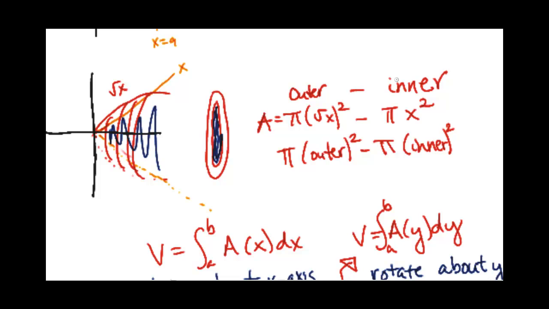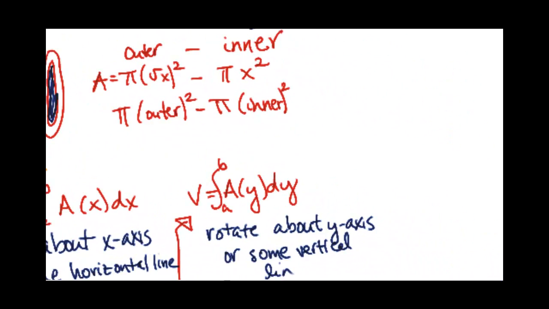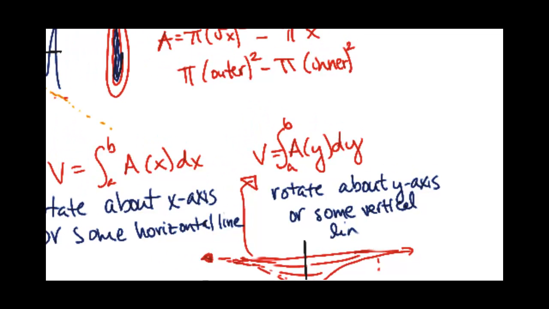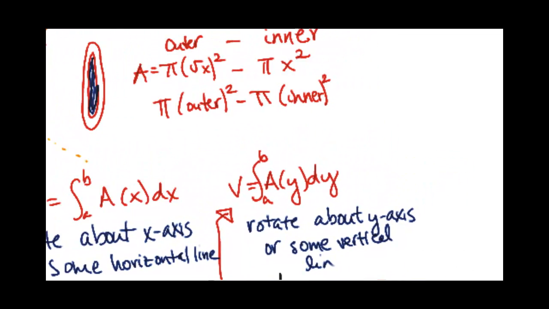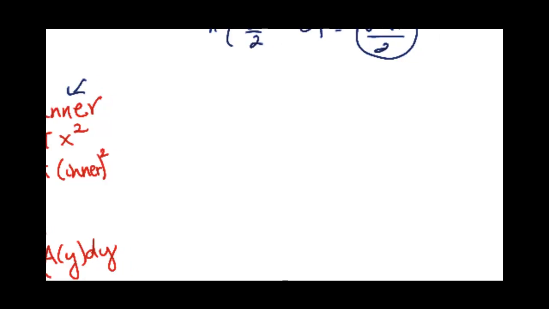The only difference is the inner radius is no longer going to be 0, it's going to be some function. Then you integrate across the x-axis with dx, or across the y-axis with dy, and that's the washer method. They're basically the same thing, but make sure you know which variable you're integrating with respect to. We're going to use this example to illustrate it.